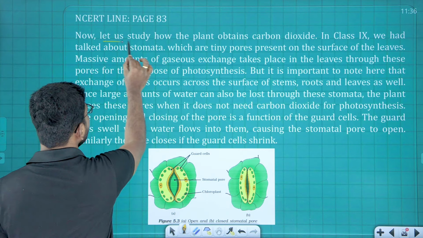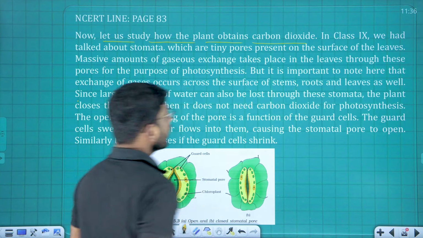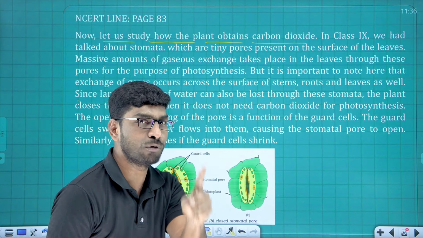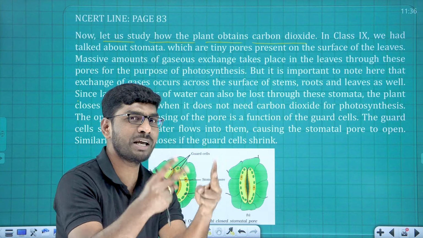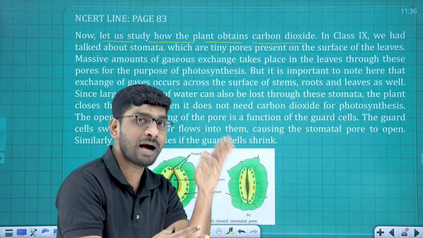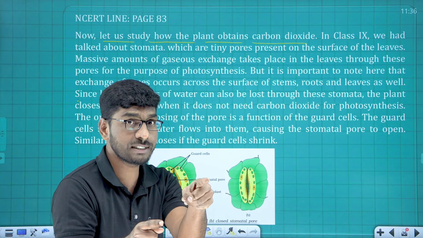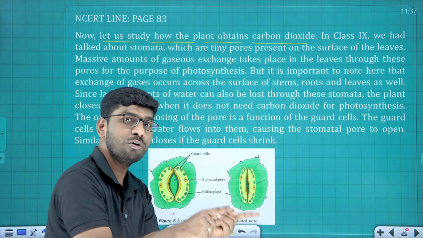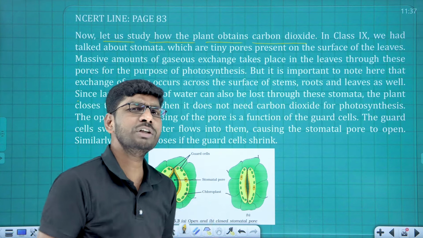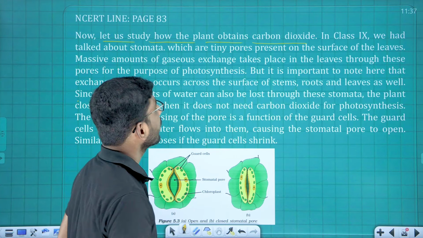Let us study how plants obtain carbon dioxide. Now, carbon dioxide is essential for photosynthesis, for the making of glucose. We know there are two major inorganic substances involved in photosynthesis: one is carbon dioxide, one is water. From water, oxygen will be released and ATP also will come, and from carbon dioxide, glucose will be obtained. So how do plants obtain this carbon dioxide? Look here, it's given here.